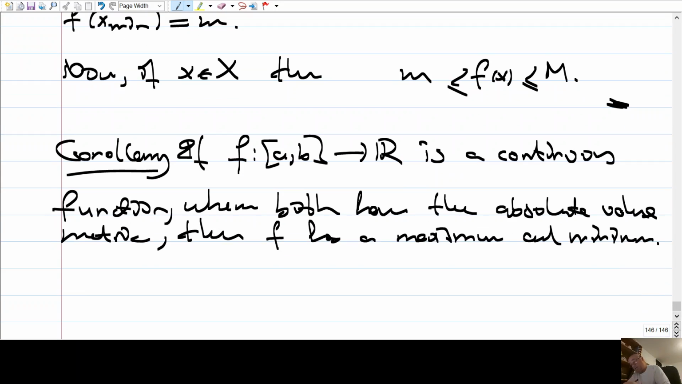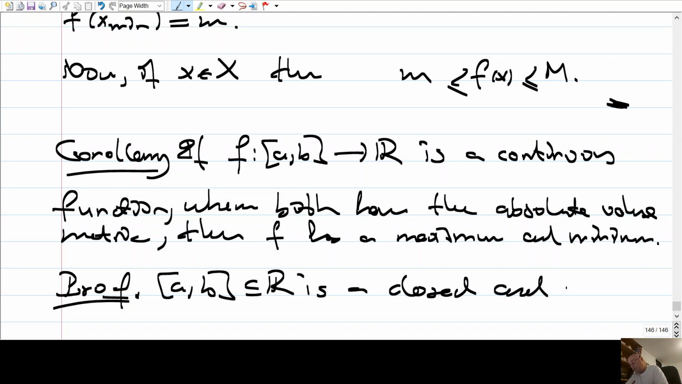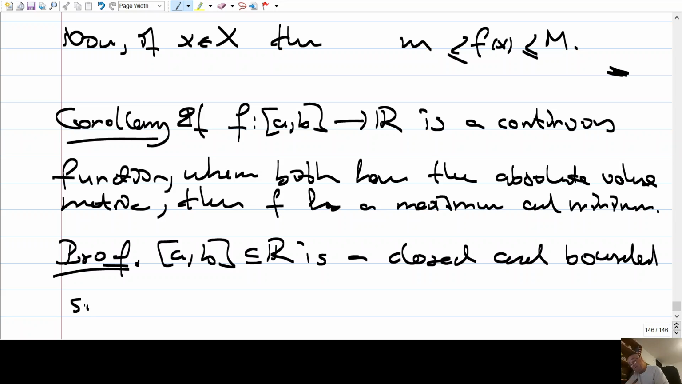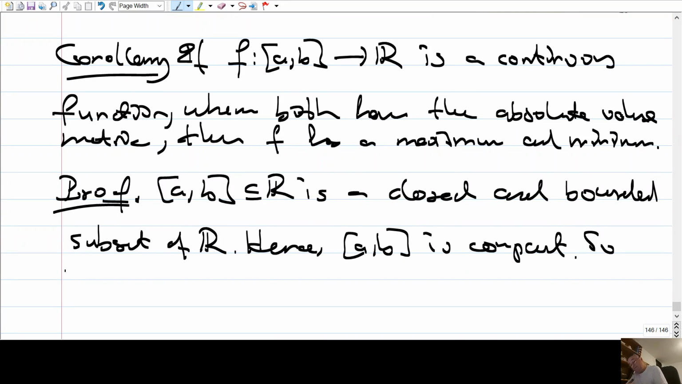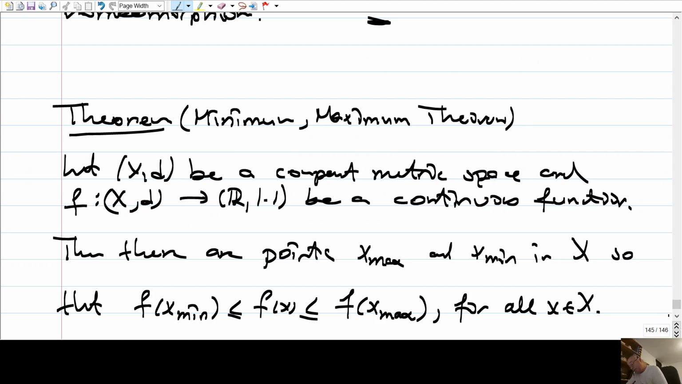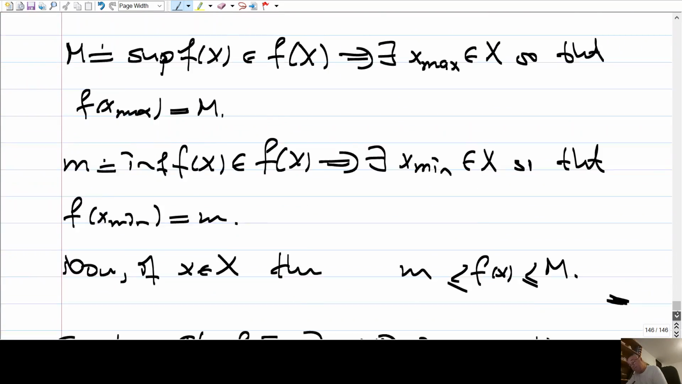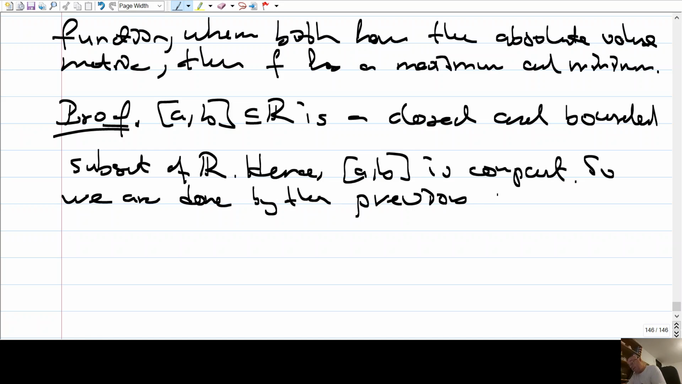Why is that? Proof. Well, [a,b] is a closed and bounded subset of R. Hence, [a,b] is compact. And since it is compact, a continuous function on a compact set has a maximum and minimum. So we are done by the previous theorem, the maximum minimum theorem.